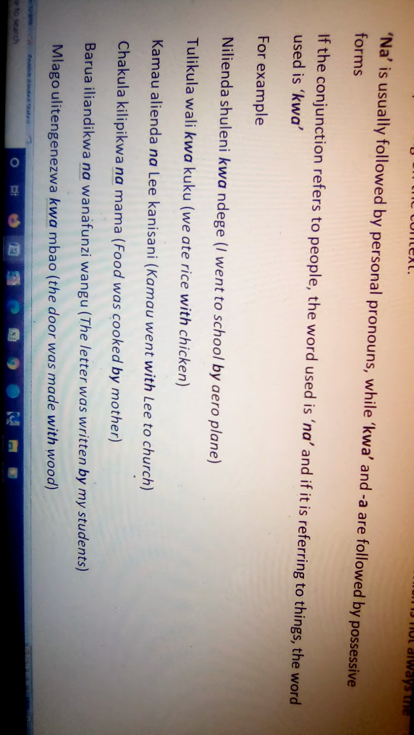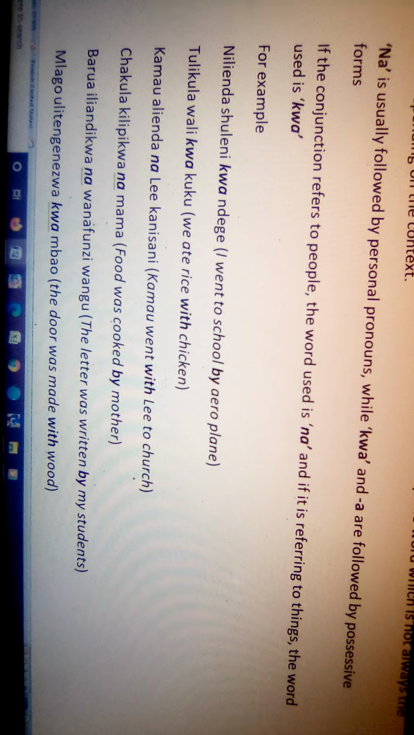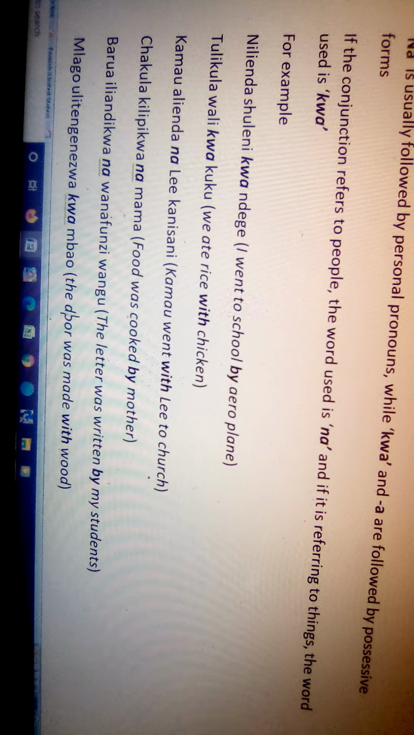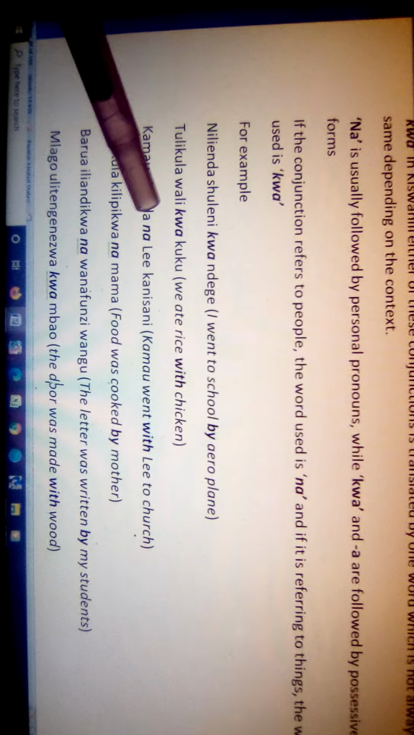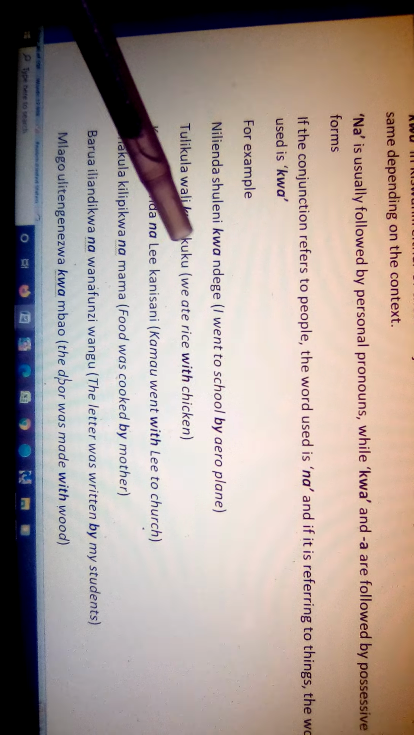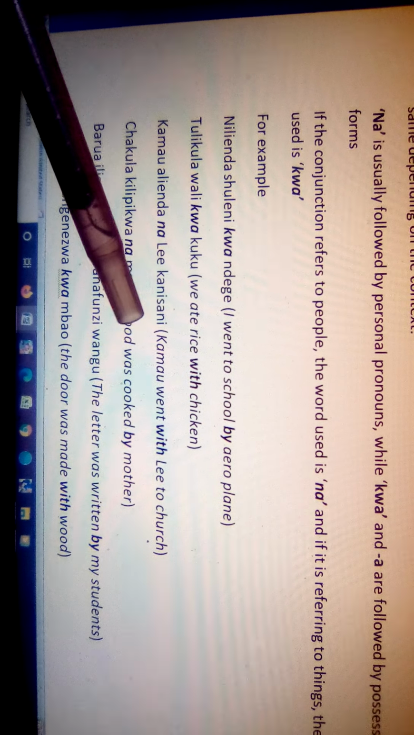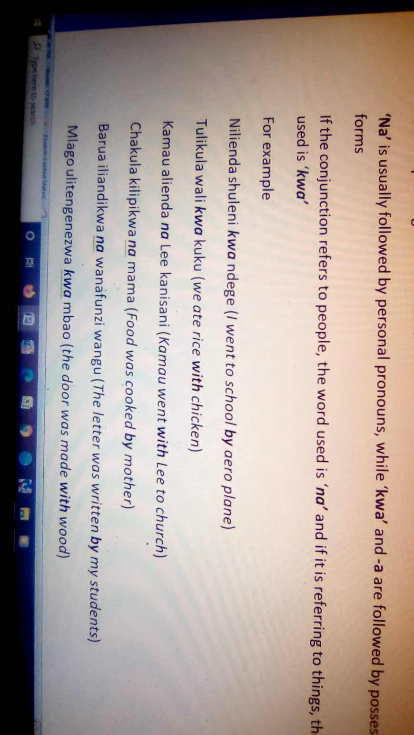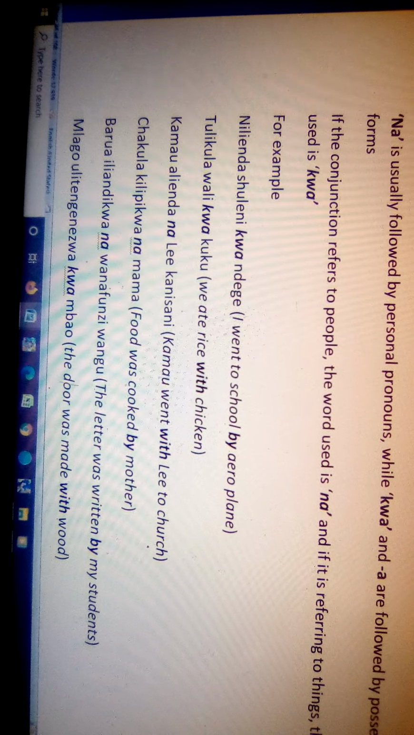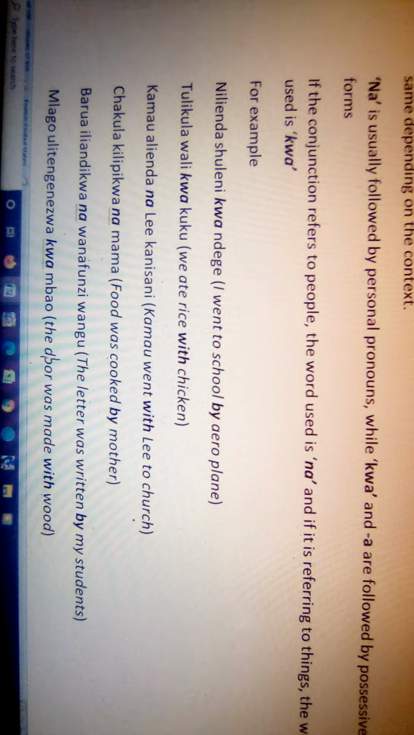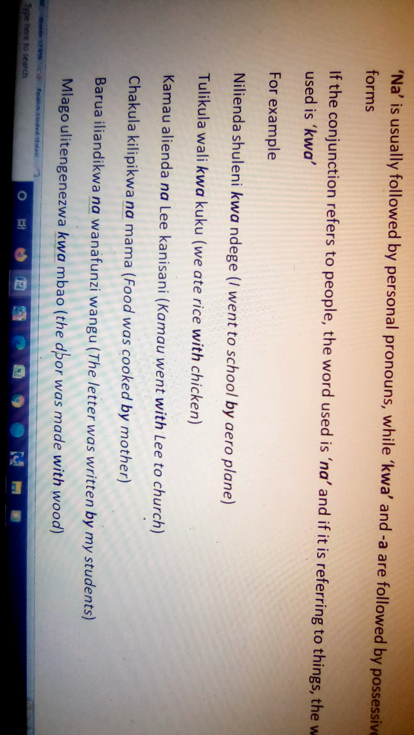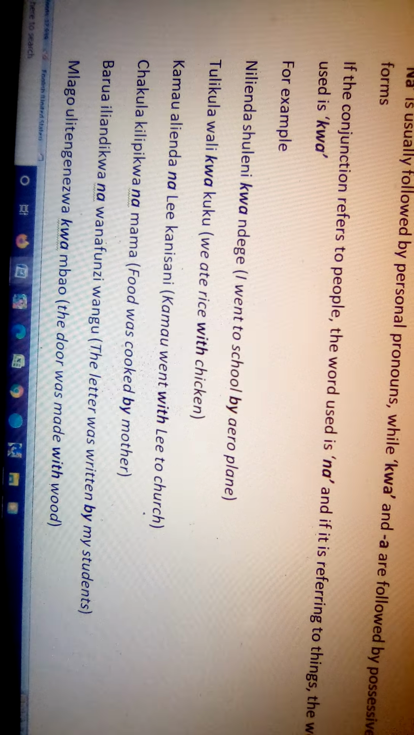Gari is a car. Then for instance, if you are going with a friend, you say nilienda shule na, let me say, Lee. I went to school with Lee. Or nilienda shule na Yeshi. So we do not say nilienda shule kwa Yeshi. If it's a person, one was here and you are here, you are moving together, you say na so and so. But if you are inside, like for instance in the car, a gari, you say nilienda shule kwa gari, inside the gari.